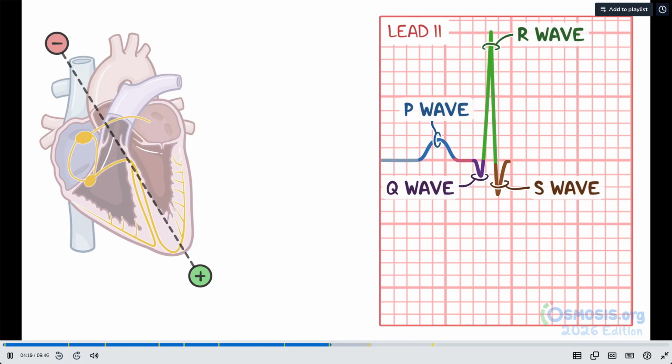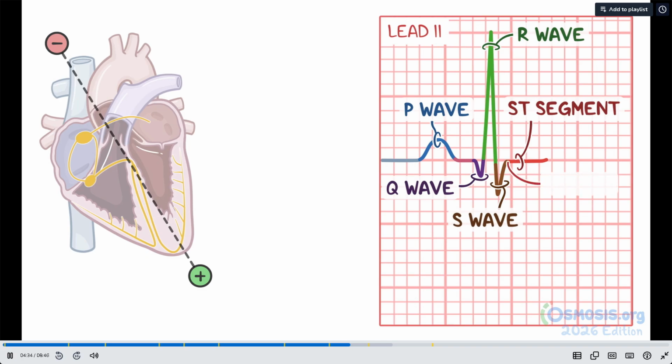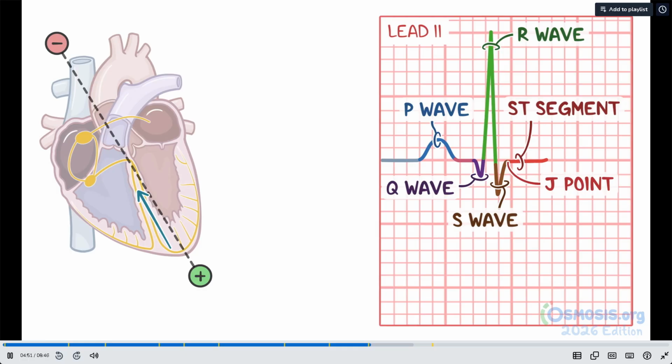Once the ventricles depolarize, there's a short pause before they begin to reset. This resting phase appears as a flat line called the ST segment. The exact point where the QRS complex ends and the ST segment begins is called the J point. Next comes the ventricular repolarization, which is the process of resetting the electrical charge so the ventricles can contract again. This repolarization wave moves in the opposite direction compared to depolarization.